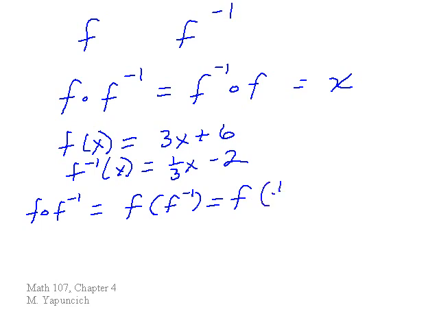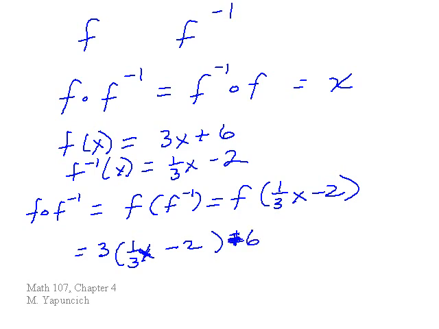Here's the f. I'm going to put the 1/3 x minus 2 in here. Now I substitute that into the equation. 3, and now I will have 1/3 x minus 2. That x was not in the denominator. Whoops, I forgot to add 6. Distributing the 3 through, I get x minus 6 plus 6 equals x.